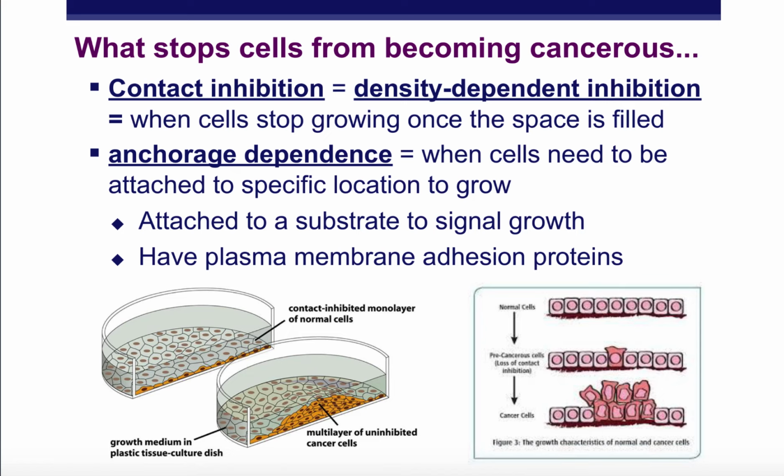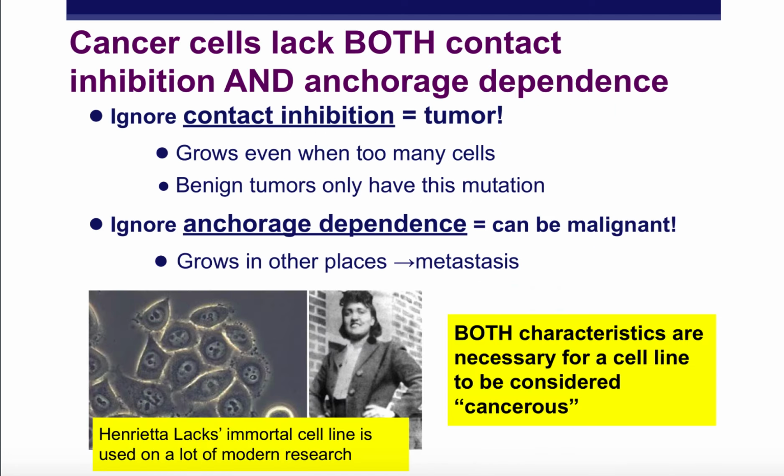So this is a classic example of a lack of contact inhibition. In this case, you override the signals that stop your cells from continuing to grow even when you have enough cells to fill the space. Now, that's not necessarily a problem. This is something that happens in any tumor, benign or malignant. It's just that they kind of overgrow. But that's just a tumor. It could be a benign tumor, and those only have that mutation.